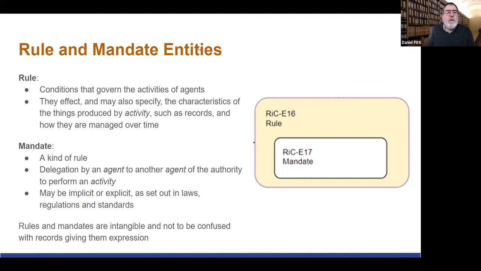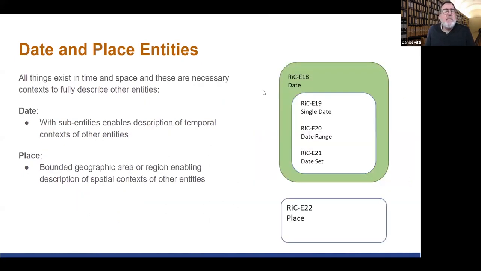And it's important to point out that as entities, you shouldn't confuse these with the records that give them expression. So the description of a mandate or a rule would be based on some summary description of what would be found in such records. Next slide, please. And then finally, we deal with date and place entities. And anyone familiar with EAD would recognize the three sub-entities of date: single date, date range, and date set for sets of non-contiguous dates. And then the place entity. Next slide, please.